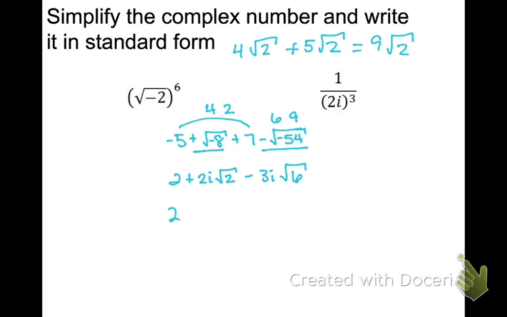Mm-hmm. Okay, so now you have plus parenthesis 2 square root of 2 minus 3 square root of 6 parenthesis i. It wanted the i in front of the parentheses. Well, it technically should be in the back. Did you try it in the back and it said it was wrong? I know, but where should the i be if it's in standard form, guys? I'll put it in the back. It should be in the back.